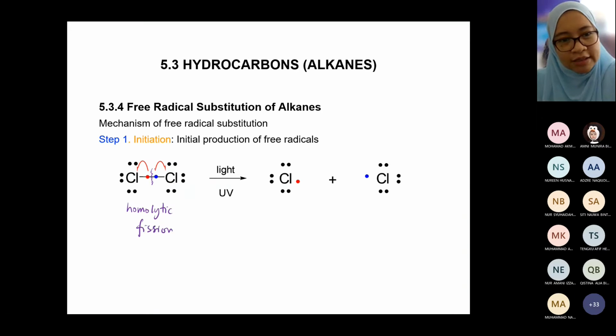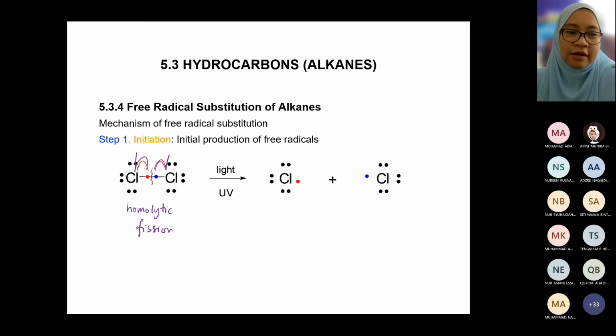Do you see the arrow head? It uses a half-headed arrow. Half-headed arrow, so it splits, and each electron goes back to its owner. So this arrow is very important. This is what we call the mechanism. You have to show the mechanism, what actually happened. If you only show the equation without the arrow, that is just an equation, but we don't know what actually happened.